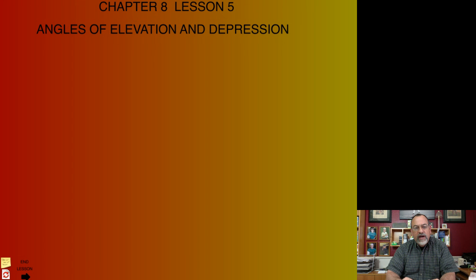Chapter 8, Lesson 5 of Geometry, and we're going to talk about angles of elevation and angles of depression. Now, these angles of elevation and angles of depression are very common applications of trigonometric ratios because it's very easy to create a right triangle or to superimpose a right triangle when we're talking about looking up at something or looking down at something. Right triangles and trigonometry are applicable to these types of circumstances, so we're going to run into these problems quite a bit.